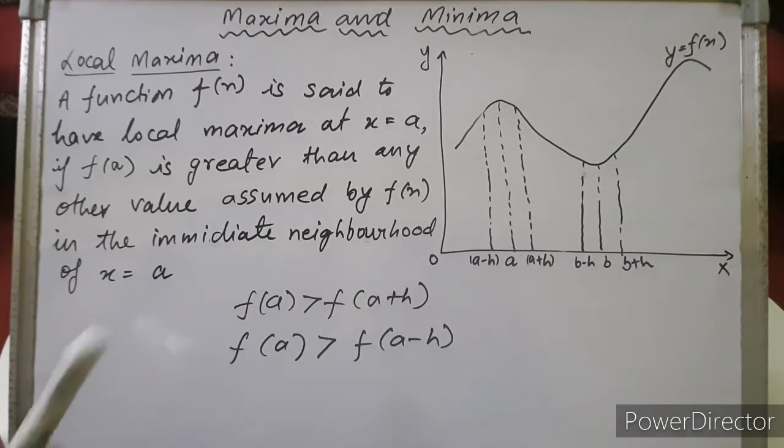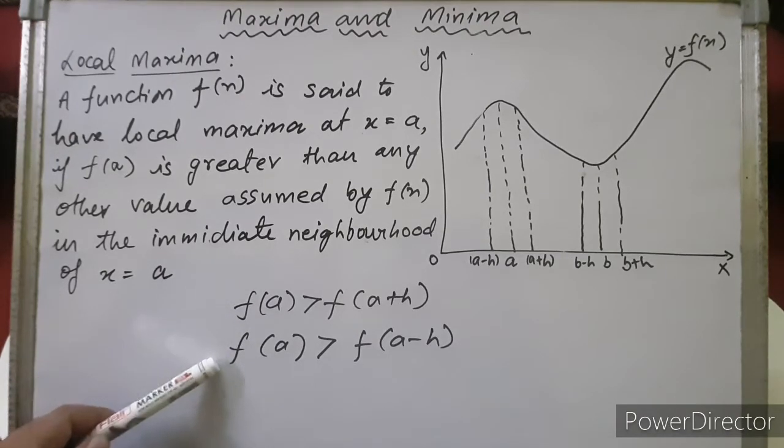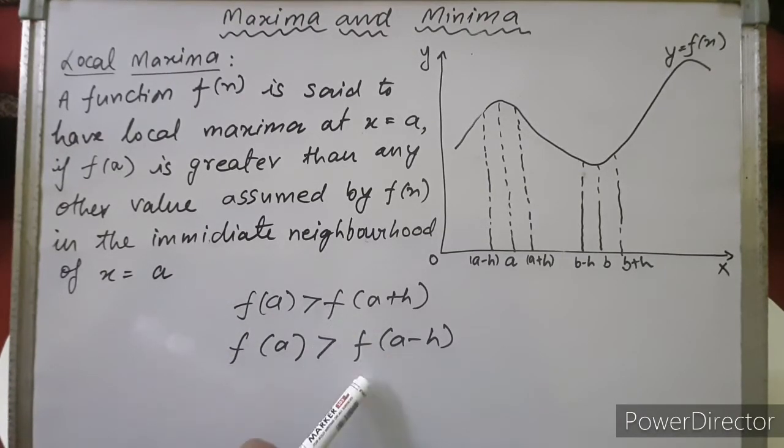So when f(a) is greater than f(a + h) and f(a) is greater than f(a - h), and these a + h and a - h are the neighboring values of the function at a, right children? Note down this.